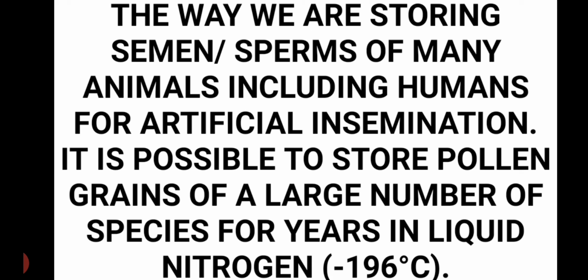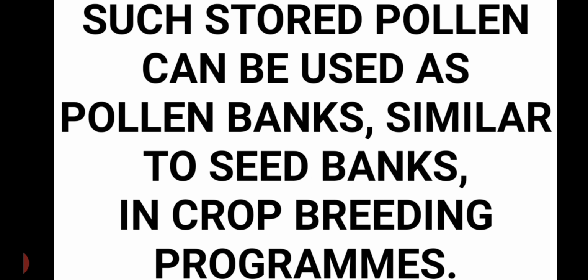Now, the way we store semen, the sperms of many animals including humans, for artificial insemination, it is possible to store pollen grains of a large number of species for a year in liquid nitrogen at minus 196 degrees centigrade. That means just like we preserve sperms and semen in liquid nitrogen for artificial insemination, similarly we can preserve pollen grains in liquid nitrogen, which has a temperature of minus 196 degrees centigrade.